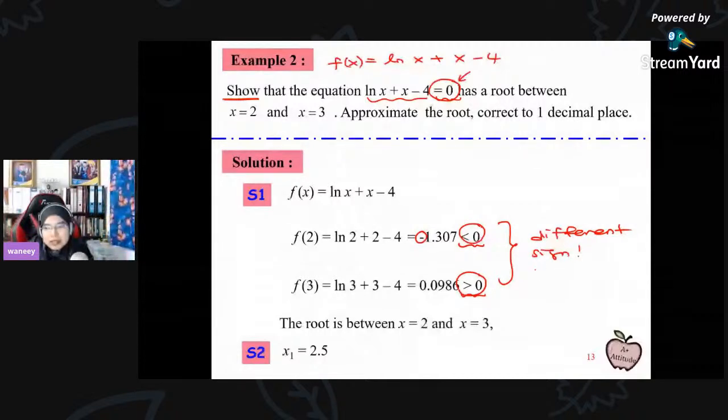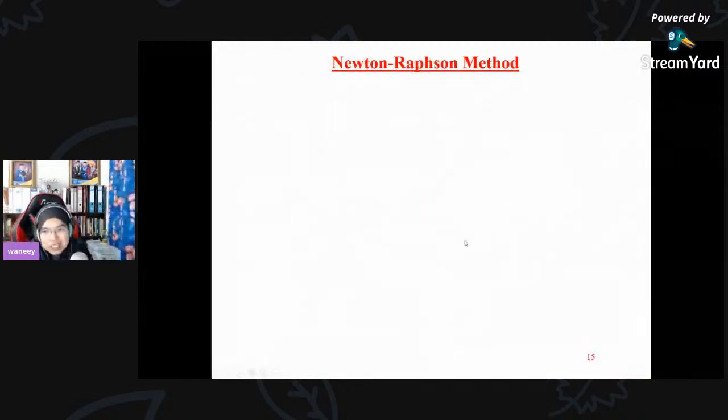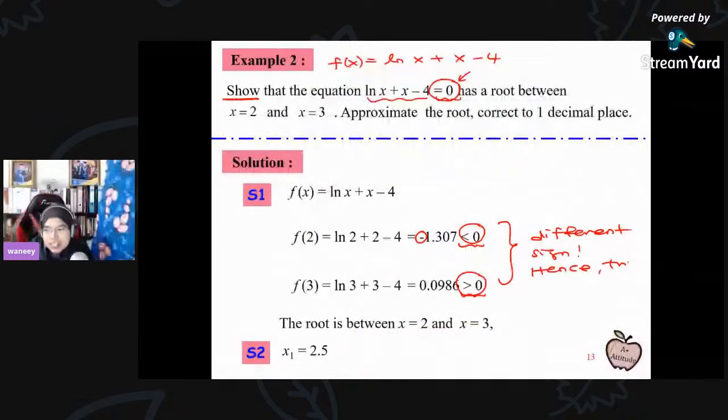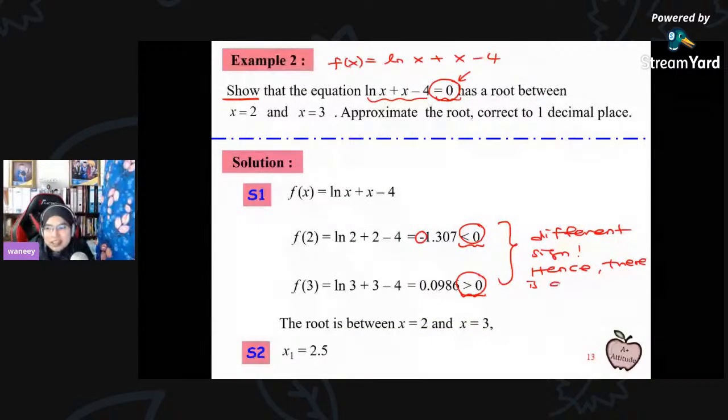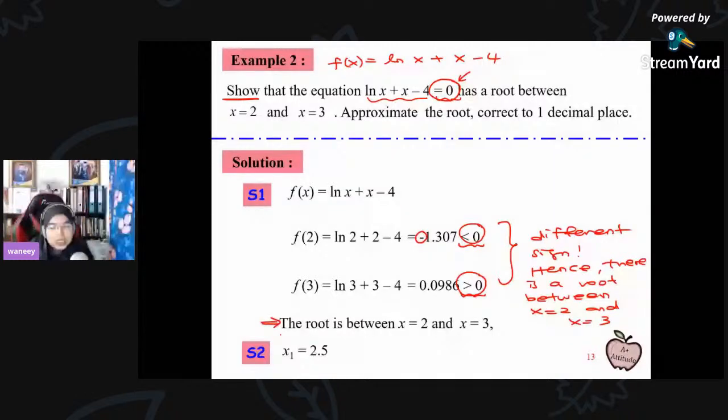Hence, there is a root between x equal to 2 and x equal to 3. You can write it like this too. The root is in between x equal to 2 and x equal to 3. Or normally, I prefer to make a curly bracket and then write down different sign. Hence, there is a root between x equal to 2 and x equal to 3.